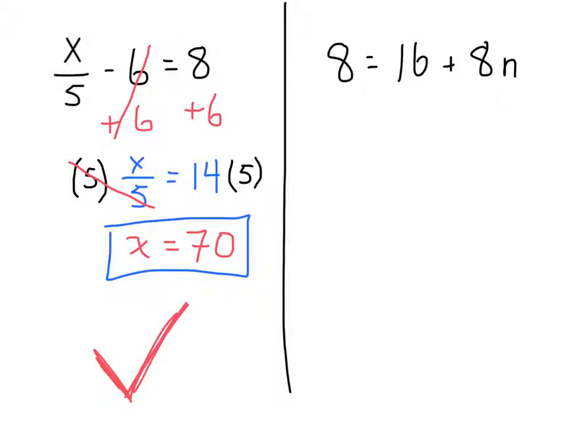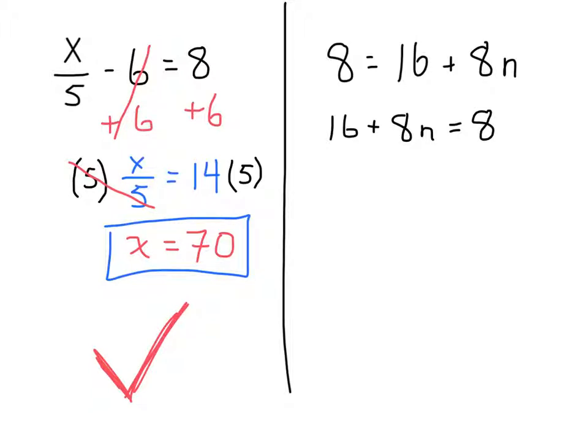Now what I want you to do, pause the video, try the equation on the right where 8 is equal to 16 plus 8n. Unpause the video when you're ready to see the way that I solve it. Alright, so the one thing that I like to do is have the solution on the right side of the equation, so I'm just going to rewrite it real quick. So I have 16 plus 8n is equal to 8.